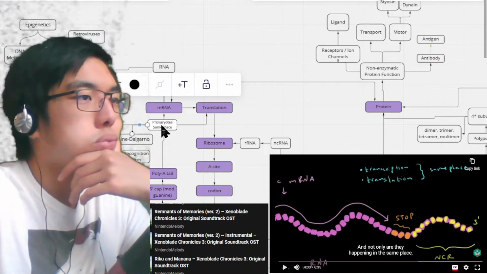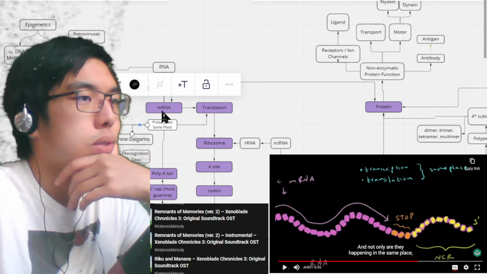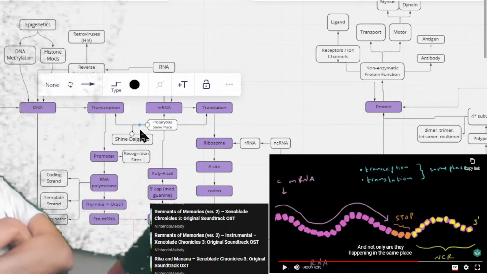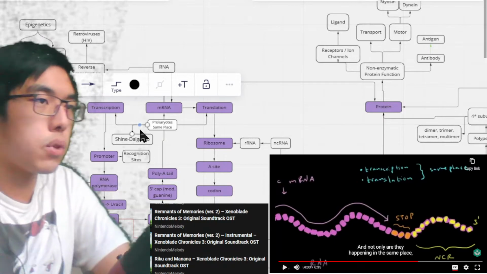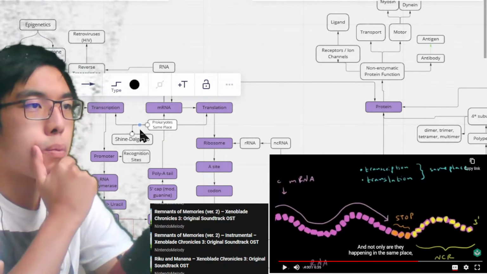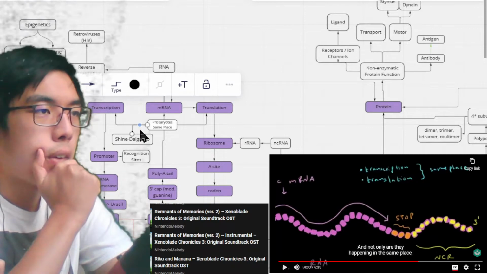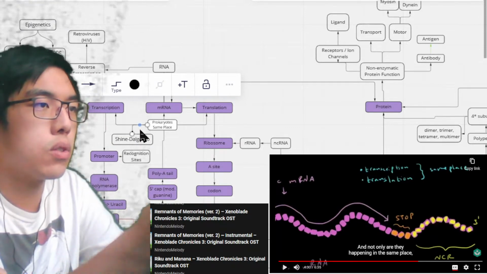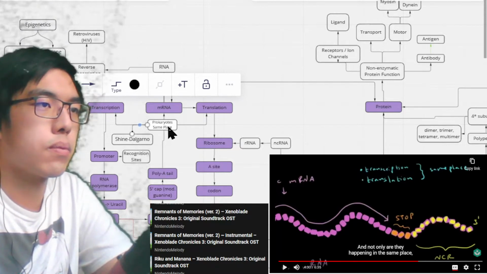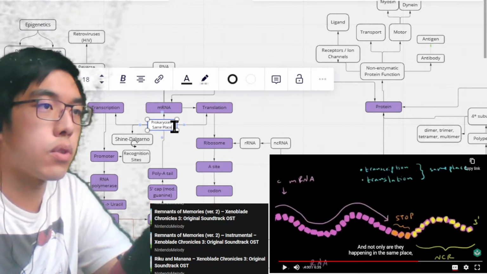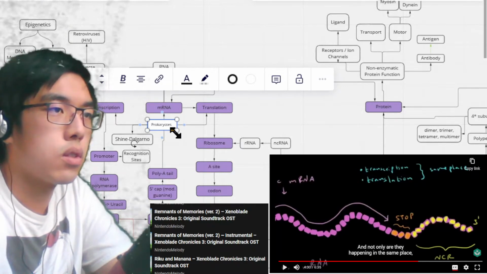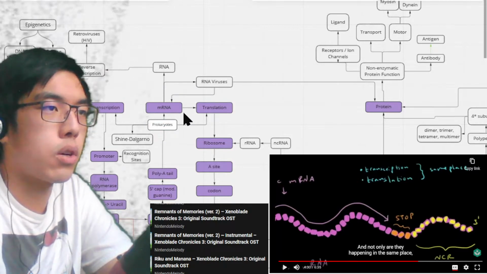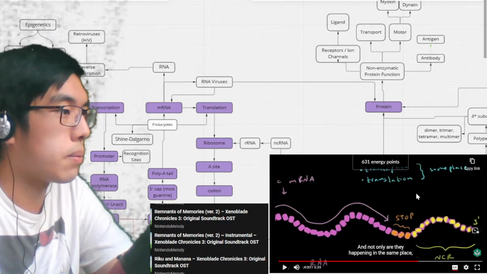Oh, Shine-Dalgarno. But see, this doesn't really make sense because I initially put the Shine-Dalgarno sequence there in reference to the prokaryotic mRNA, and now there's a line going from prokaryotes being in the same space. Okay, you know what? Let's just make it easier for all of us and just cancel this out. Just say something about prokaryotes. Something about prokaryotes is important here. And then call it a day.